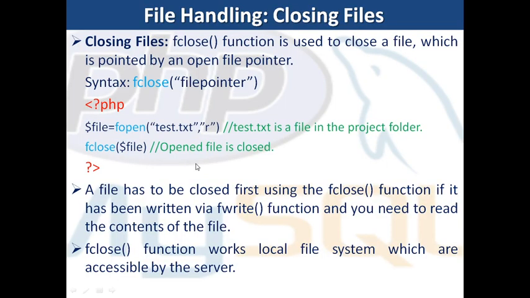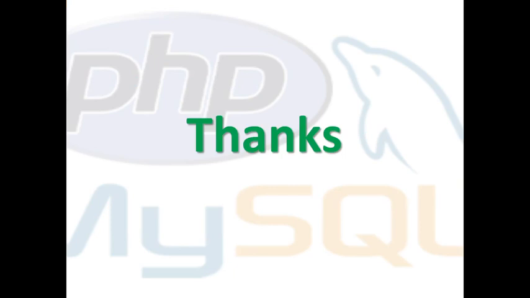The fclose function works on the local file system which is accessible by the server. So the fclose function, we cannot use it when you open an URL or a file outside the server. So we have seen how files can be handled in PHP. We have seen different modes of opening: R mode, W mode, A mode, R plus, W plus, and A plus mode. In my next video, I will be discussing MySQL database connection in PHP.